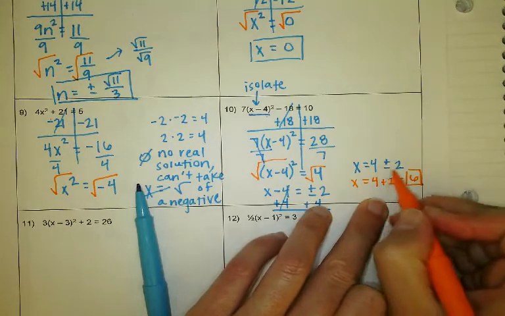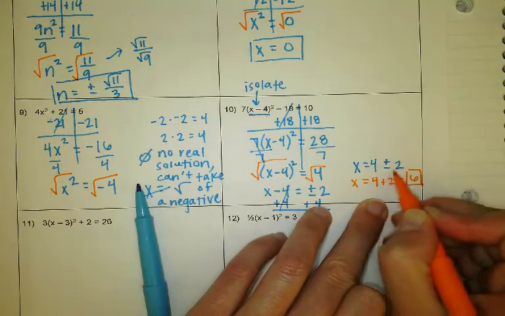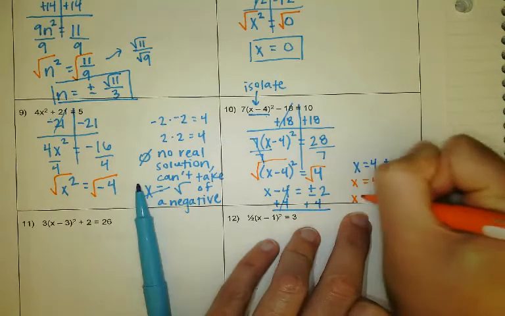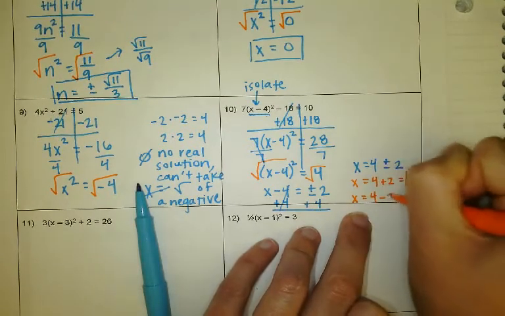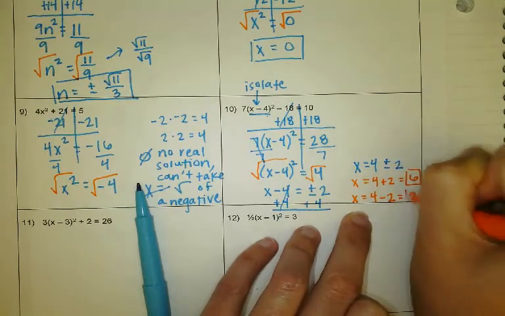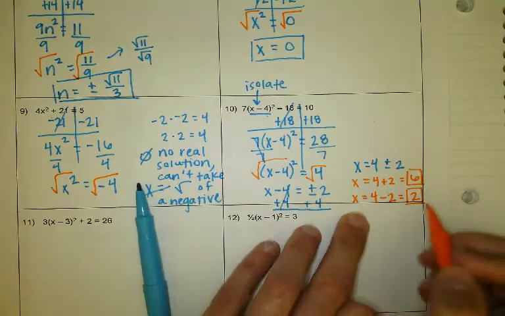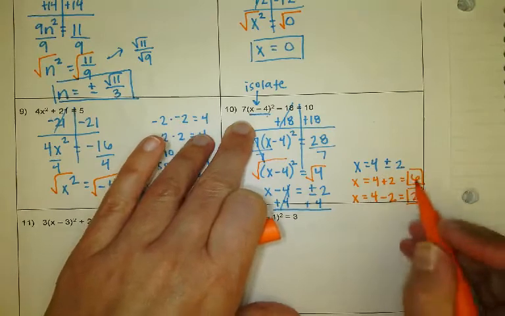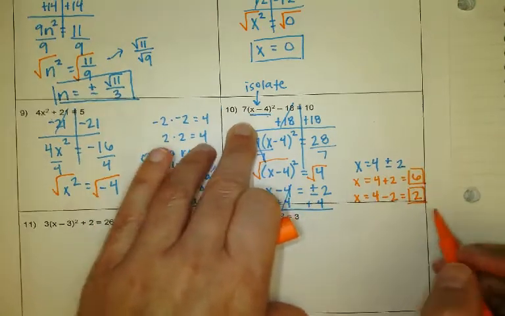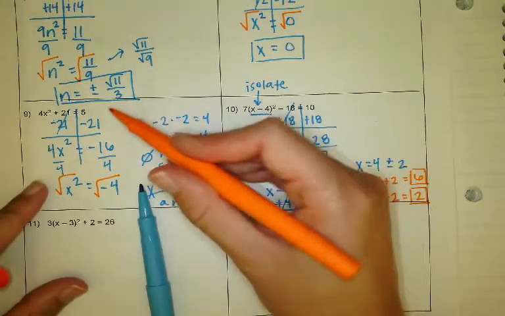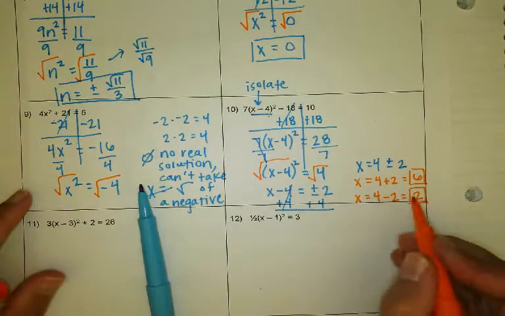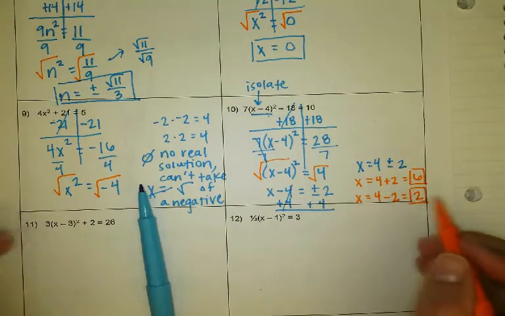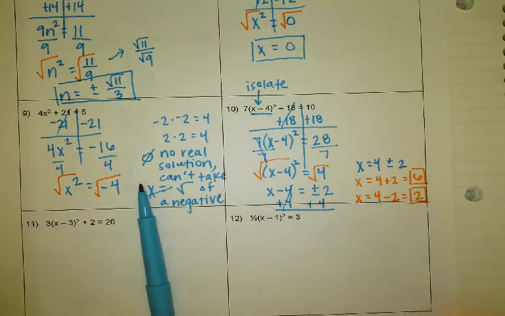To get the other answer, instead of using the plus, we'll follow the minus sign. 4 minus 2 would be 2. So on a problem that has parentheses squared, there's a good chance you're going to get two different numbers and not just have one answer with a plus or minus sign. Okay, I know that's kind of a lot, so that's why we're going to do a couple more like this.